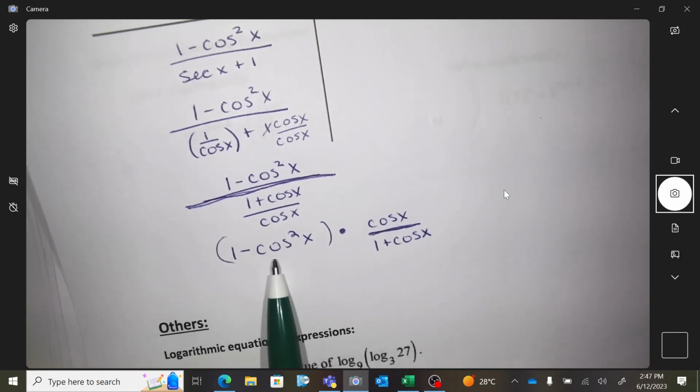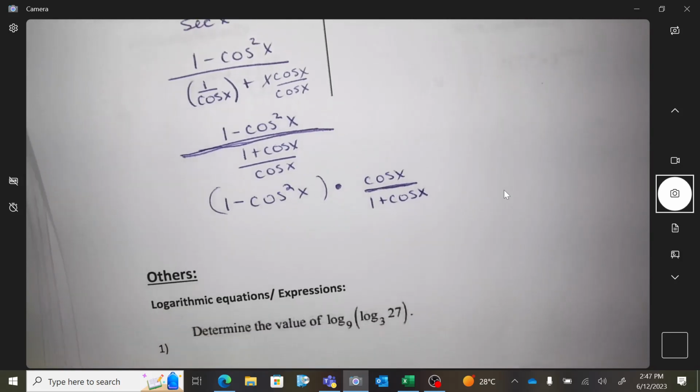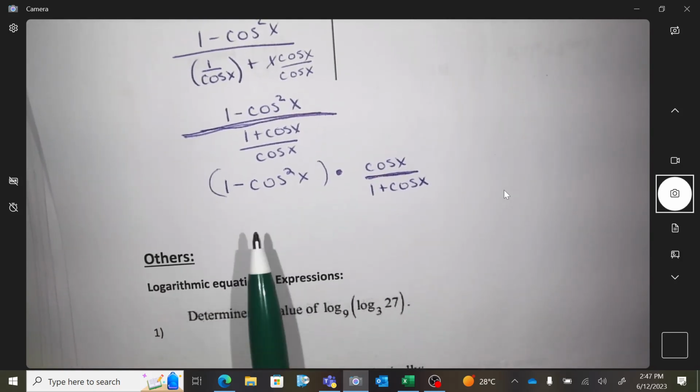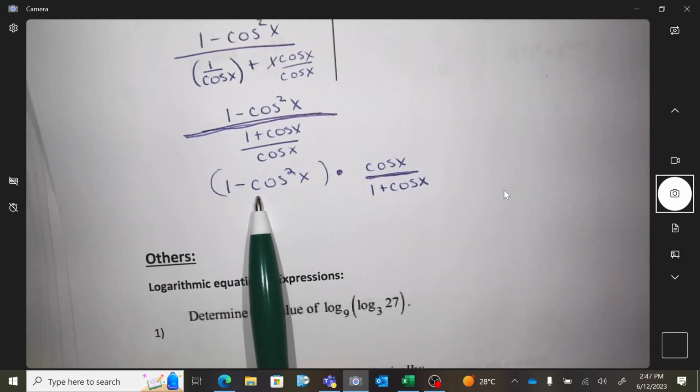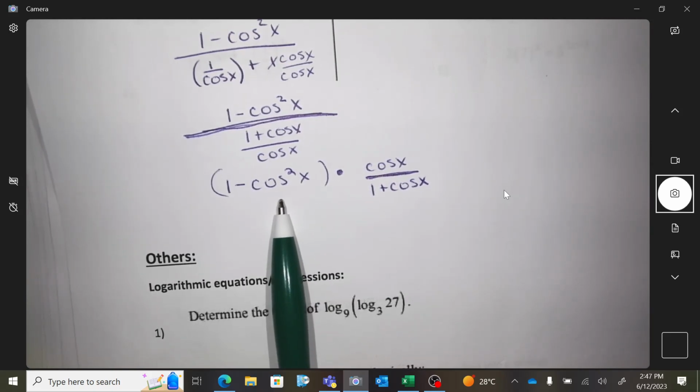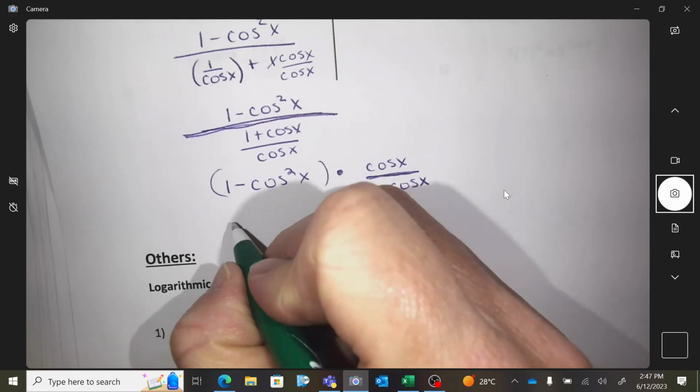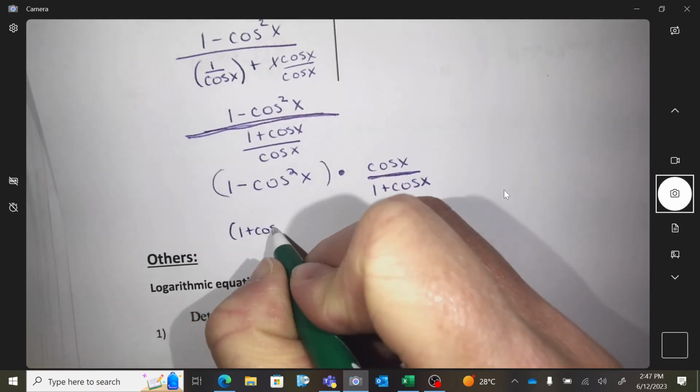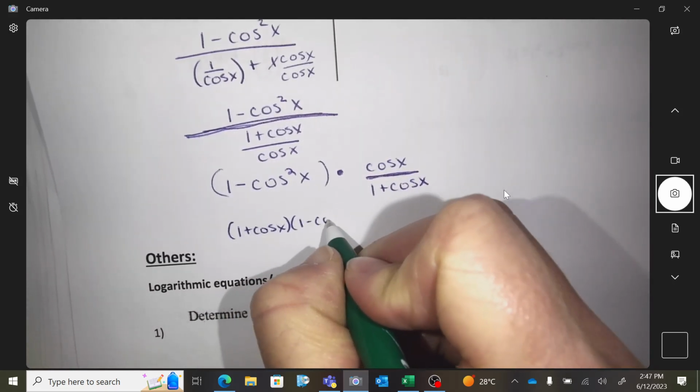Okay, can you factor that? I just didn't want to jump the gun, so you guys think about it a little bit more. Can you factor that? What style is it? You have to make two of them. One plus, one minus. It's a difference of squares. So 1 plus cos x, 1 minus cos x.